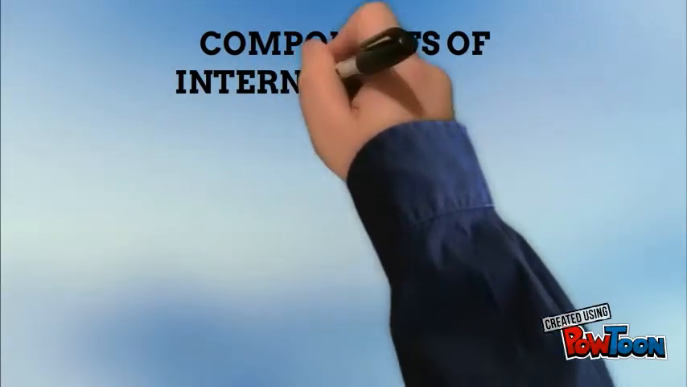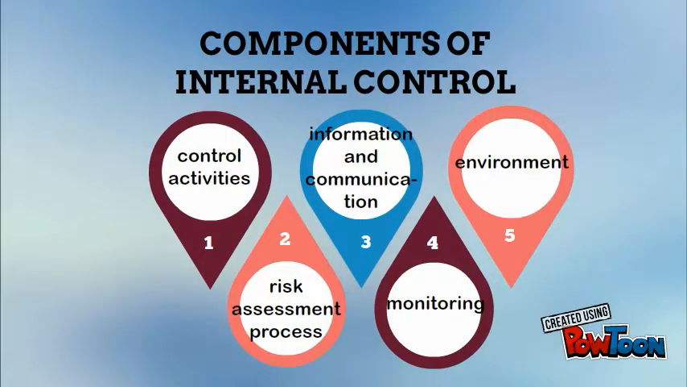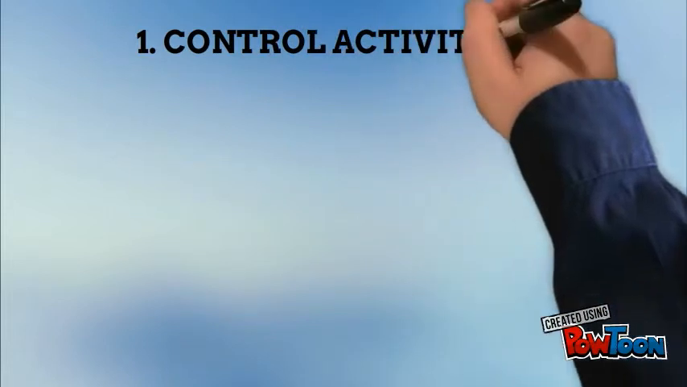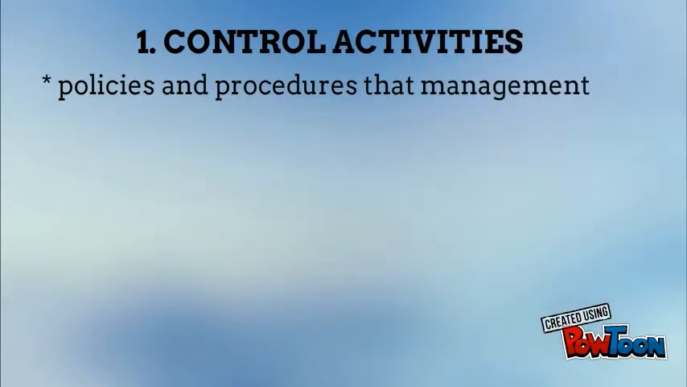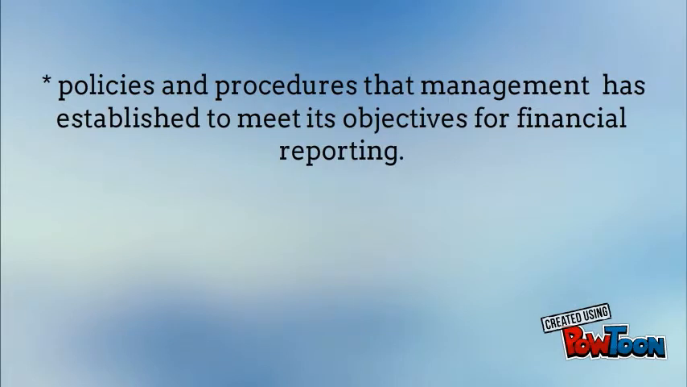Next, which is components of internal control, we have 5. First, control activities; second, risk assessment process; third, information and communication; fourth, monitoring; and fifth, environment. Then we go to the first one, which is control activities. It is the policy and procedures that management has established to meet its objective for financial reporting.